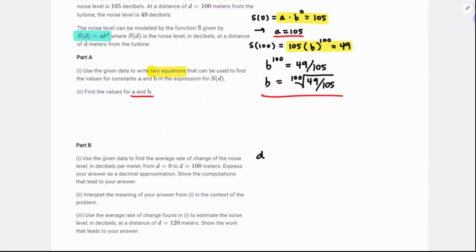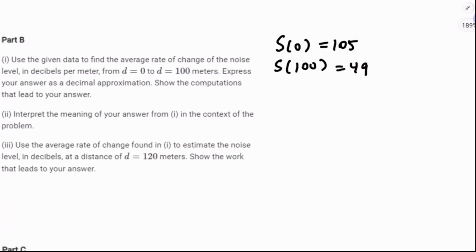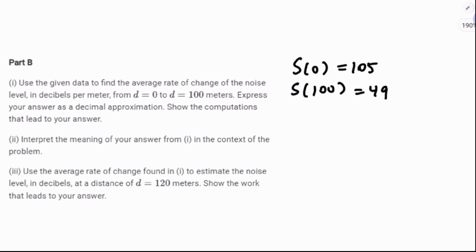Oh, wait, no. D. S of 0 equals 105. S of 100 equals 49. So that means that average rate of change is y2 minus y1 divided by x2 minus x1. All right, so 49 minus 105. Well, if it was 50 minus 105, I'd be having negative 55. So I think this is negative 56 divided by 100 is negative 0.56.